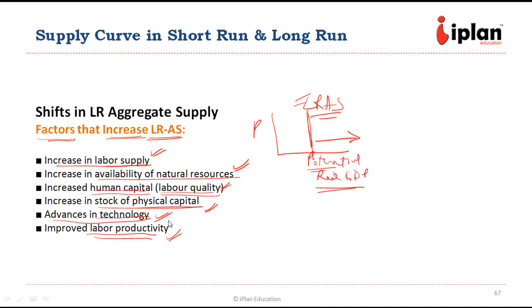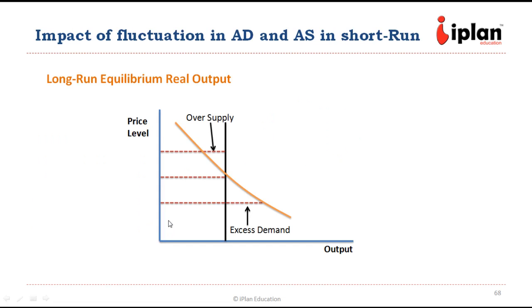Now let us move to the next slide. We are looking at the long run equilibrium. Suppose this is the long run aggregate supply curve, and this is our aggregate demand curve. This is our potential real GDP. So if we are producing less, suppose we are at this point, we are producing less than the potential real GDP. We can clearly see that aggregate demand is less. That is why we are producing less. Aggregate demand is less, the supply is more. So this is a case of oversupply.